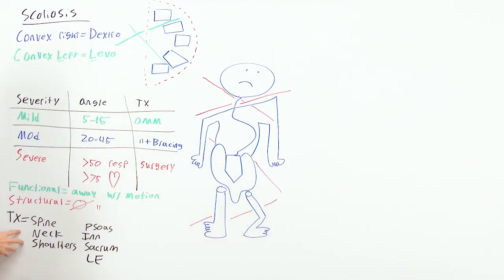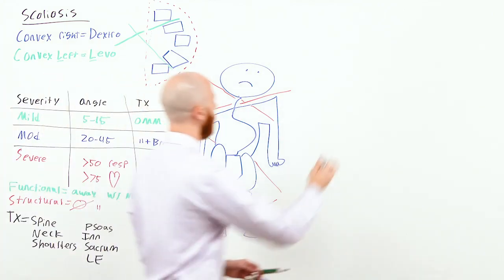So you need to treat the entire patient, so you need to look at all of the common compensatory areas in order to do so. So shifting gears from scoliosis, we're going to talk about leg length discrepancies.